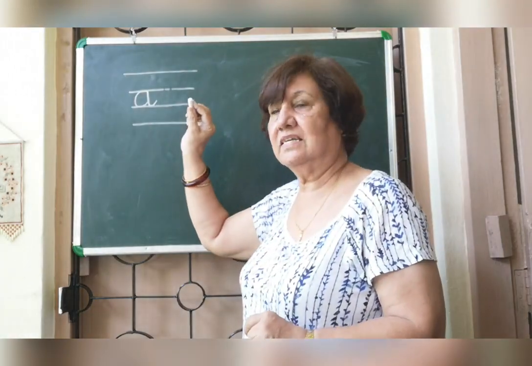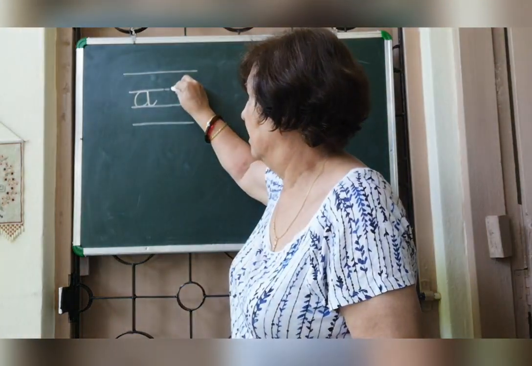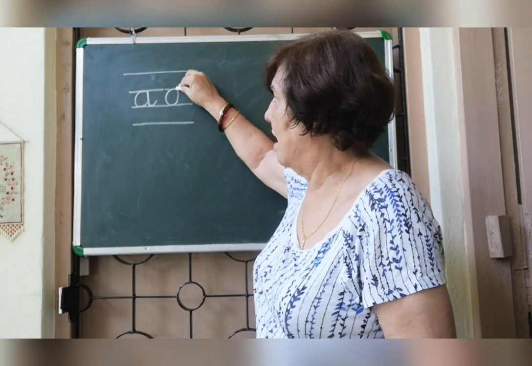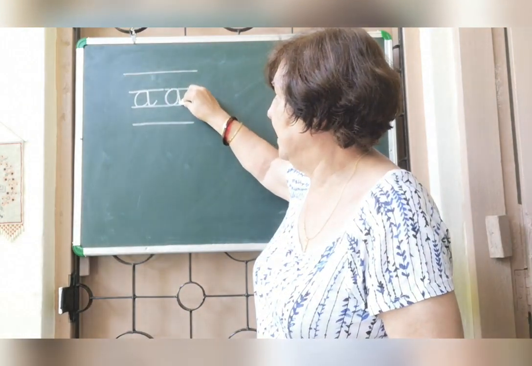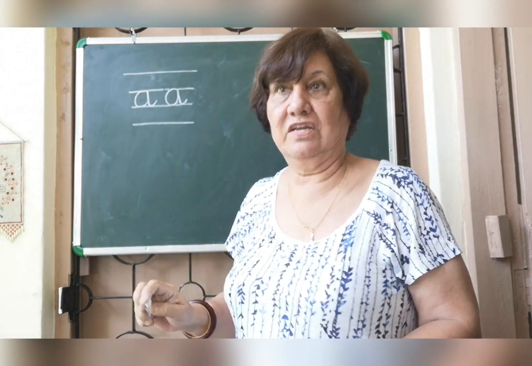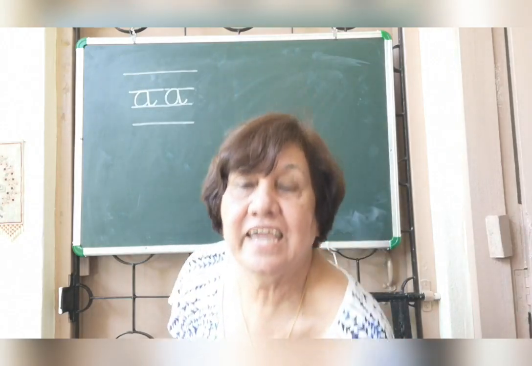We'll start with another A. You make it round like an O, you go up, make a straight line, and then a doggy's tail. So here we are. We've learned how to write A.